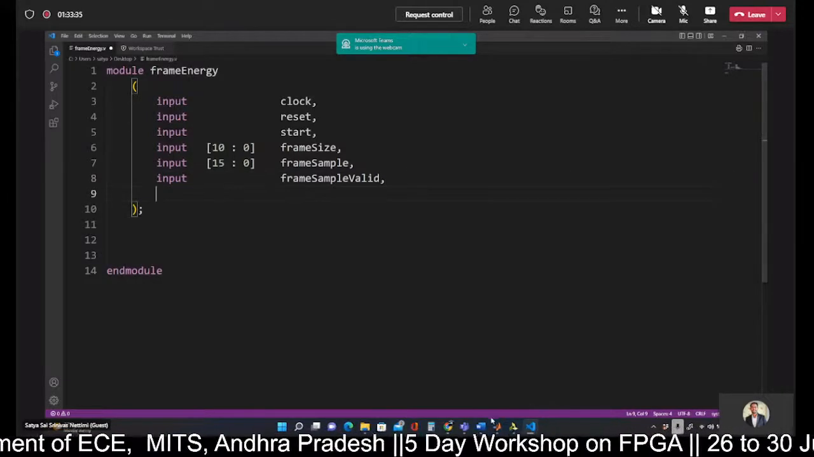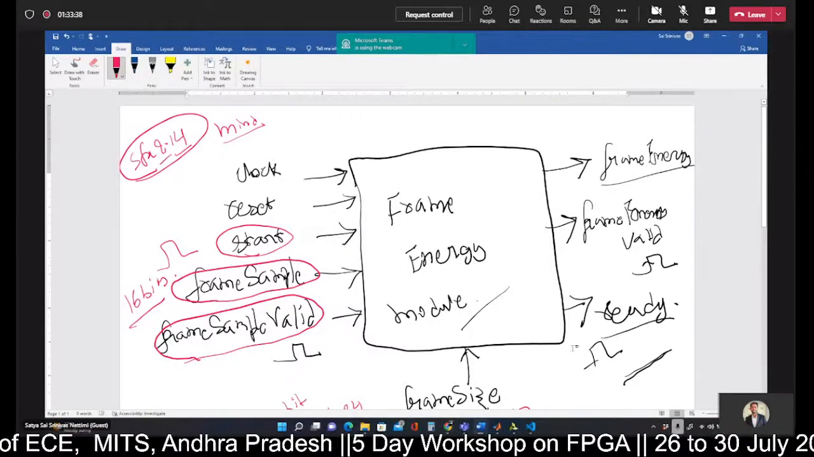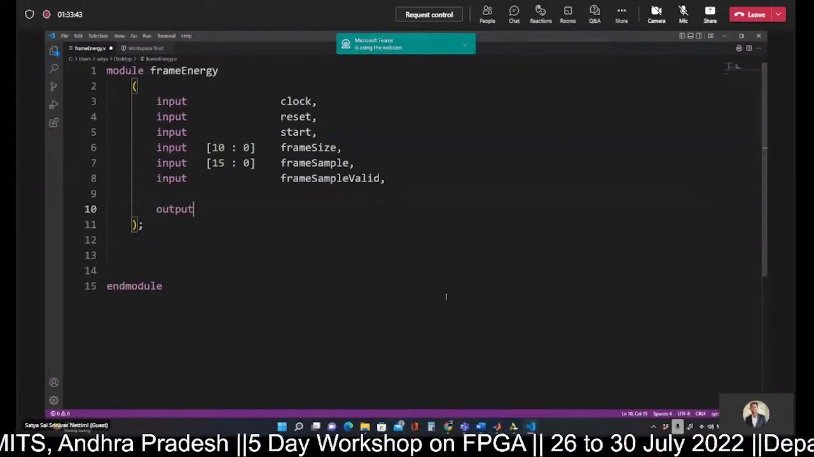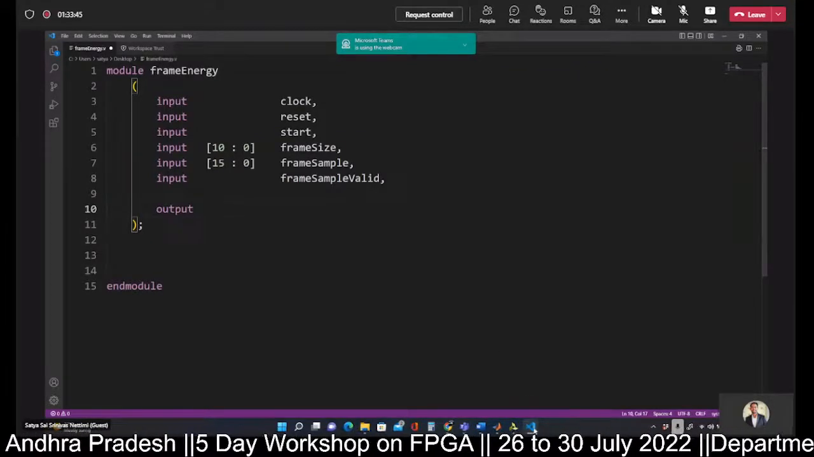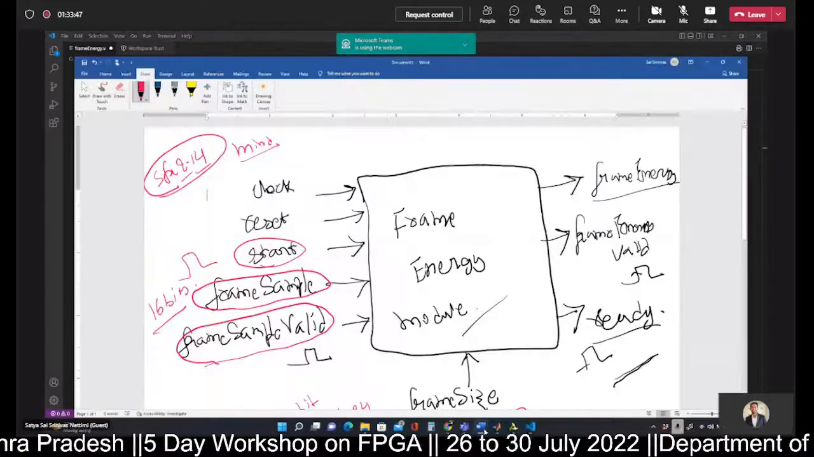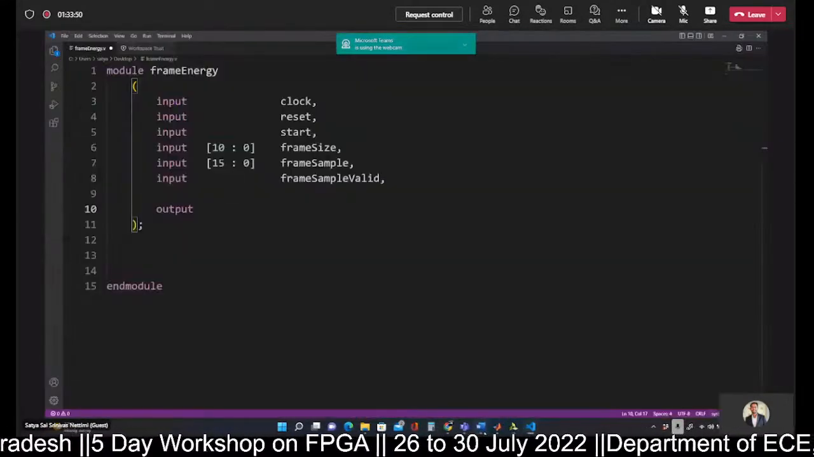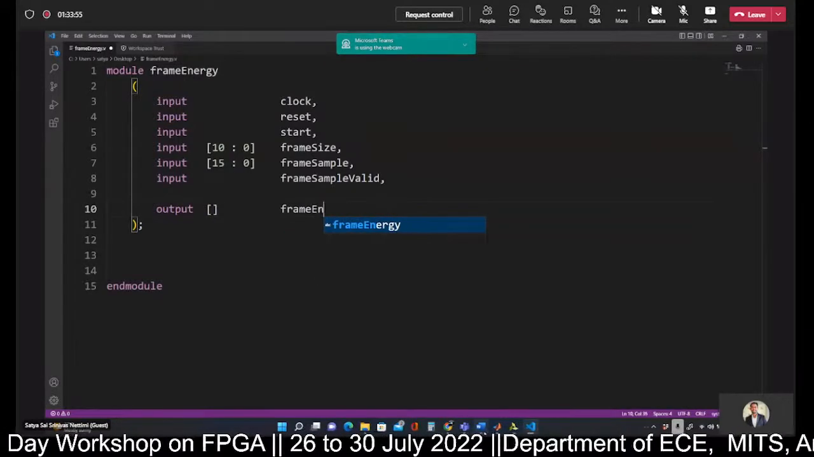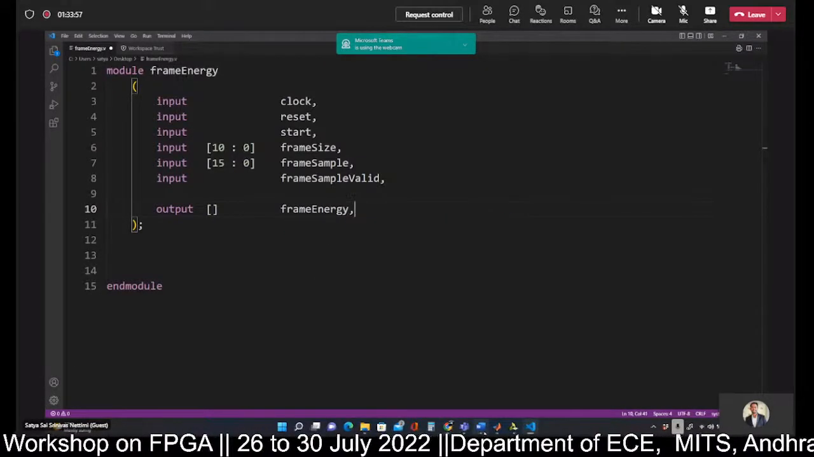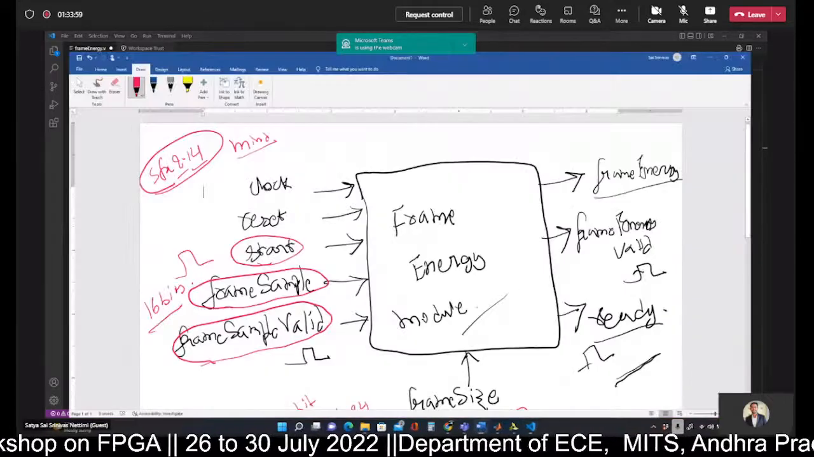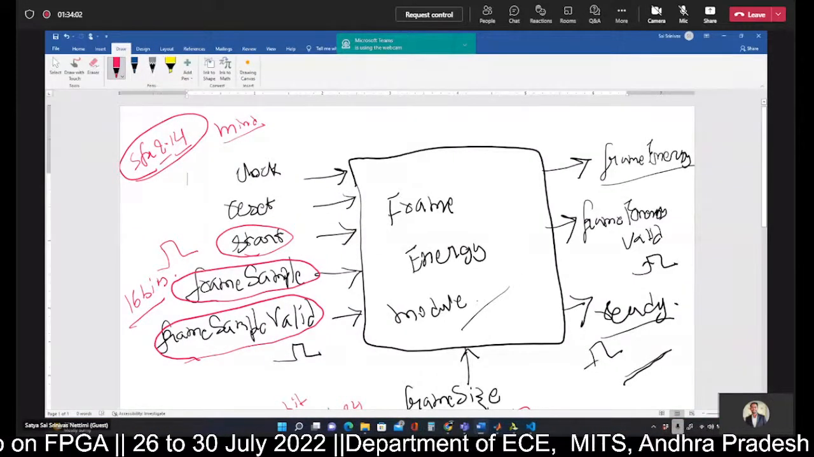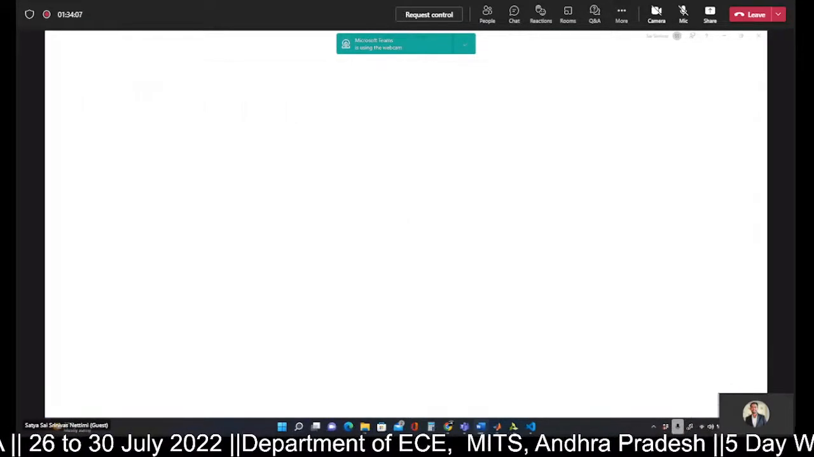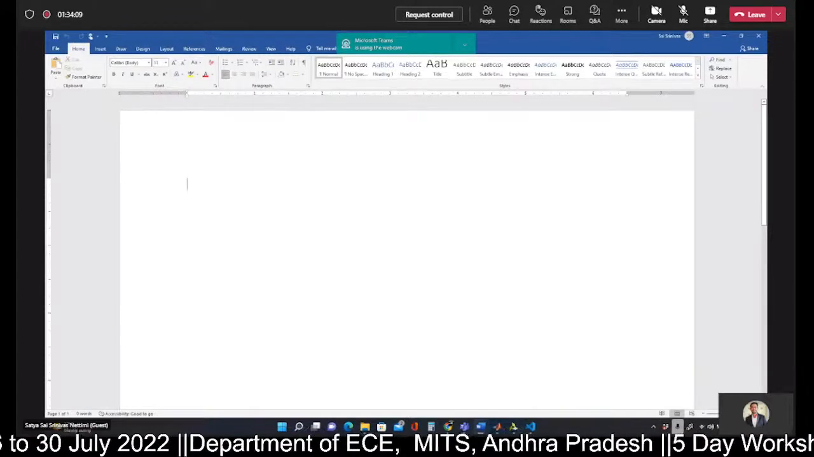After that, now we are dealing with the outputs. So the first output is frame energy. Frame energy is again a bus. We have to define what the frame energy is. For this, how to define the bus width is very important. Now you have to pay attention clearly.